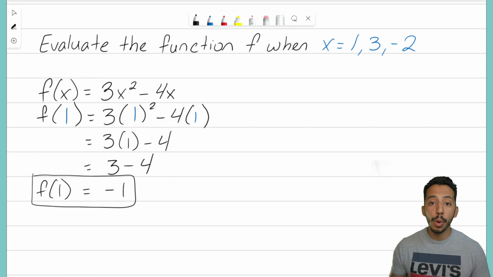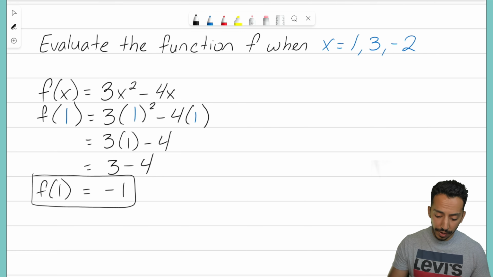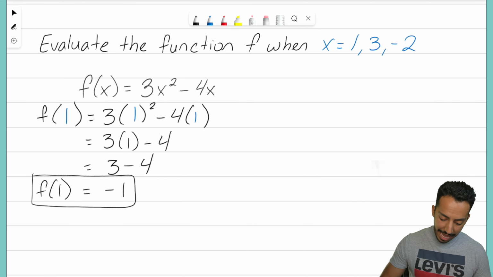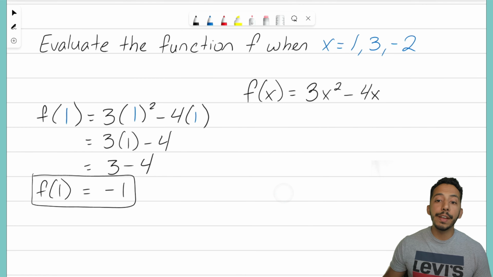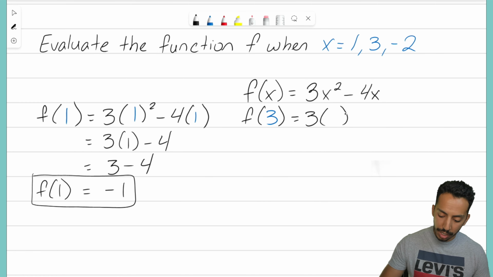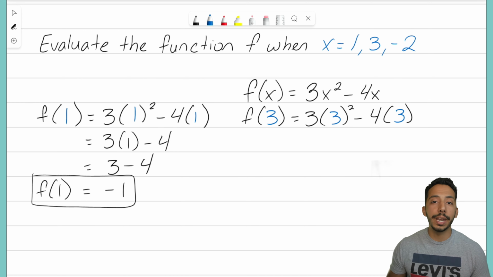The question also says we want to evaluate f when x equals 3. So we need to take that same function. I'm going to do a little trick here because I'm a little lazy: I'm going to highlight that function and slide it on over here. For f of x, I'm going to keep that function, but this time I'm going to change that x value to be 3, because we want to know when x equals 3, what is our output. So let's plug in a 3. Everywhere you see an x value, you need to change it to 3. Let's do the same steps we just did.